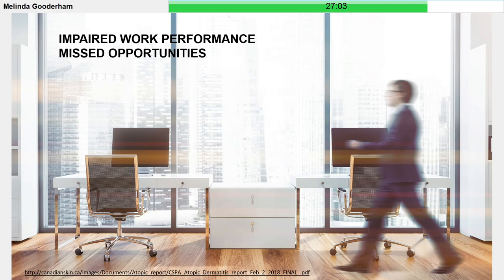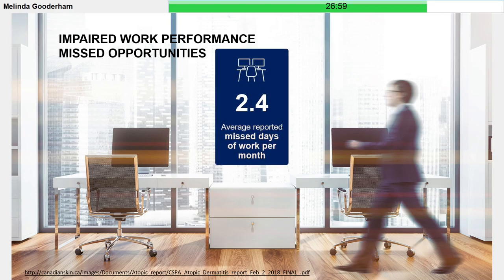So there is impaired work performance and missed opportunities at work. This one was a surprising one to me. The average reported missed days of work per month were 2.4. So not only is there a loss of wages associated with that, but somebody at work has to pick up the slack, take over, and that can cause friction between employees in a workplace, or friction between the employee and the manager, as somebody else has to make up for that missed time.